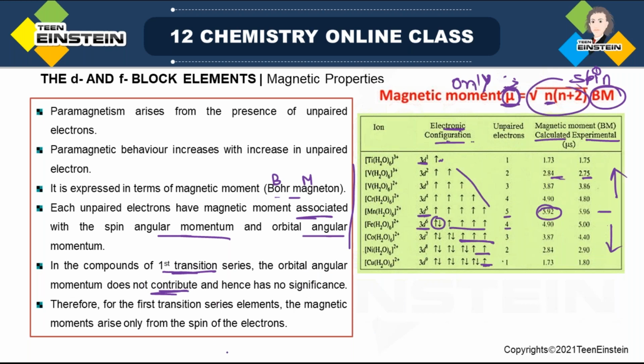But except first transition series, when you are moving to the other two transition series, that is second and the third, now magnetic moment arises not only from spin. For the first transition elements, magnetic moment arises only from the spin. But if it is second and third transition series, now the magnetic moment will also have contribution from orbital angular momentum. So that is why compared to first transition series, in case of second and third transition series, their magnetic behavior is very complex. Okay.